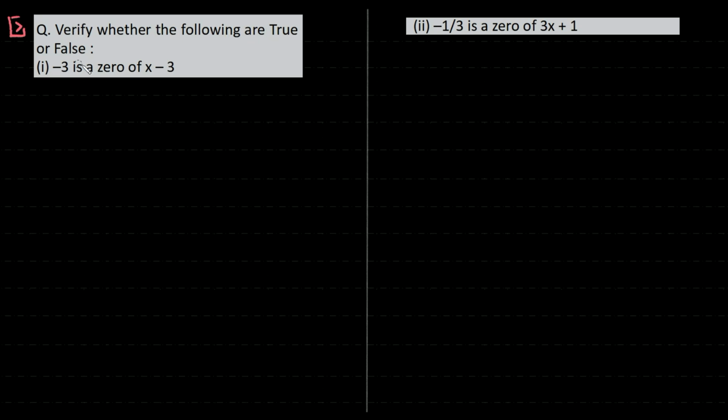Verify whether the following are true or false. So what is it that we are looking at? The very first question is: is minus 3 a 0 of x minus 3? So we have a polynomial x minus 3. The question is, is minus 3 a 0 of it?